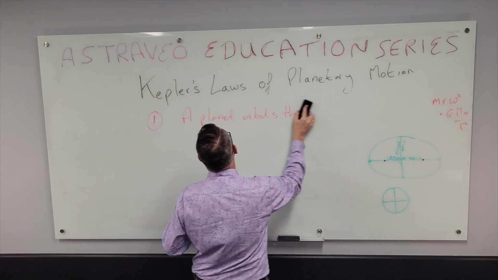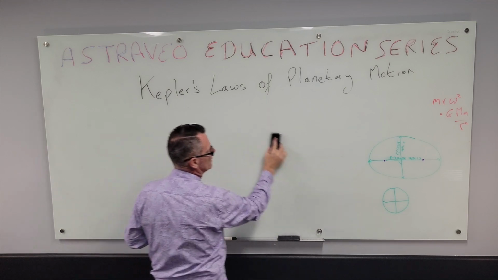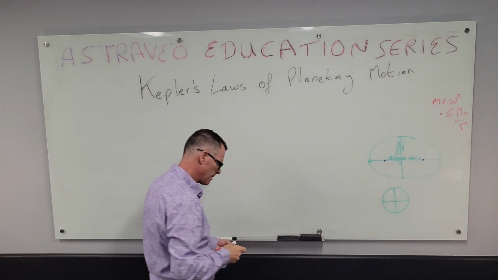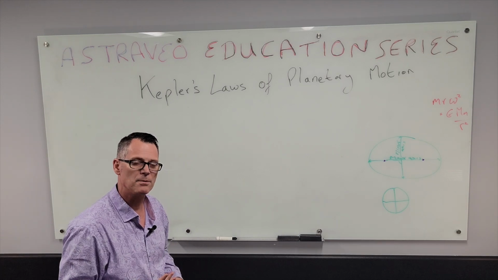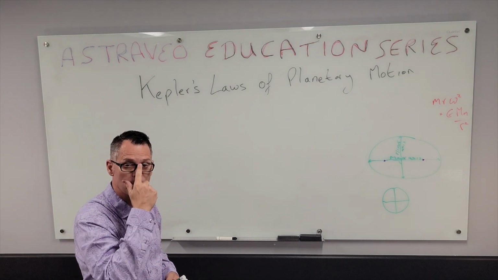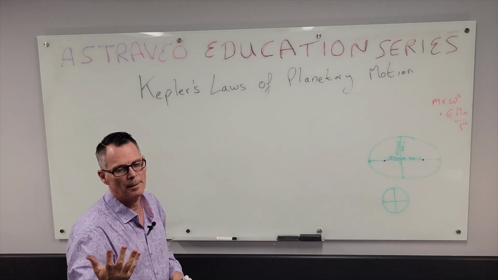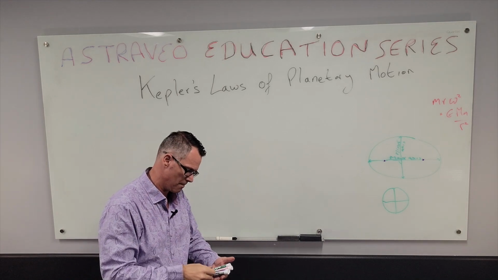Okay, now the second one is a little bit interesting. It's actually amazing when you think about it that Kepler was able to work this out just from data tables of observations produced a little bit by Copernicus, but mostly Tycho Brahe. Just incredible.